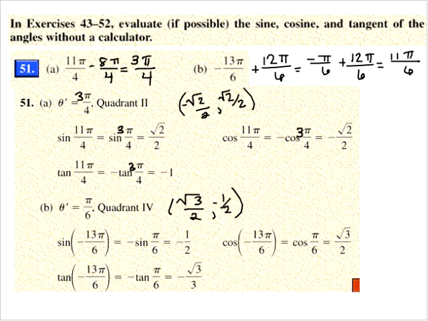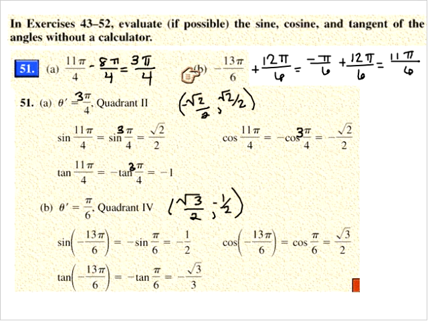So I'm going to start subtracting 2 pi off. I subtract 2 pi, and I end up with 3 pi over 4. Now 3 pi over 4 is on our unit circle, and it corresponds to the point negative square root 2 over 2 and square root 2 over 2. So I can easily find the 3 trig functions now. Sine, remember, is your y value, cosine is your x value, and tangent is sine over cosine. So in this one we get -1.